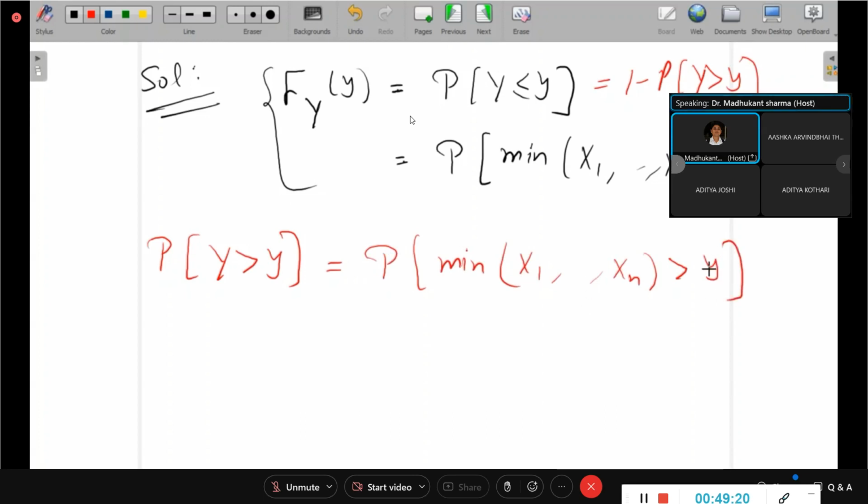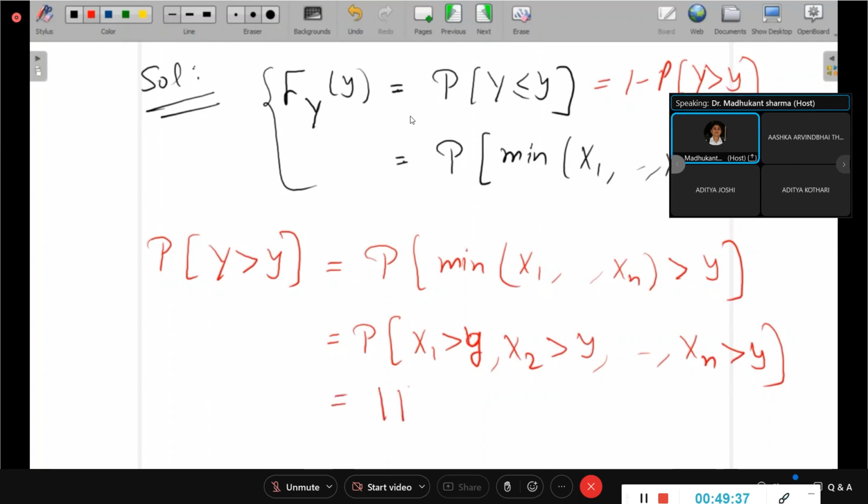Now see, minimum is greater than y means each xi is greater than y. So it's going to be the probability that x1 is greater than y, x2 greater than y, and so on, xn greater than y. And now since all of them are independent, this is going to be the product for i equals 1 to n of the probability that xi is greater than y.